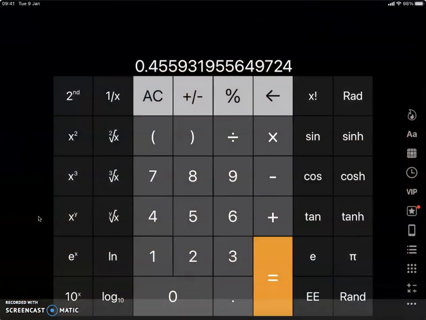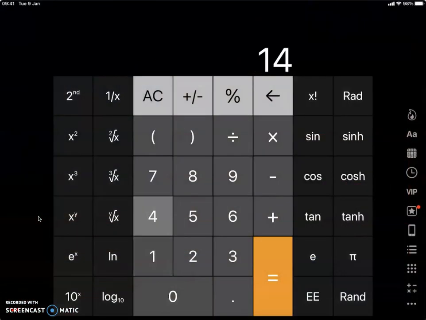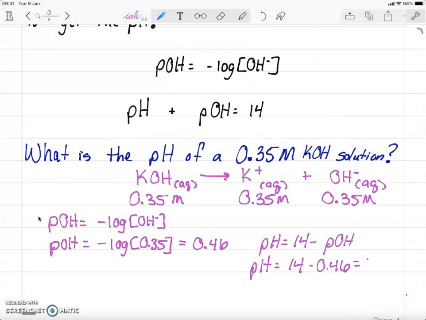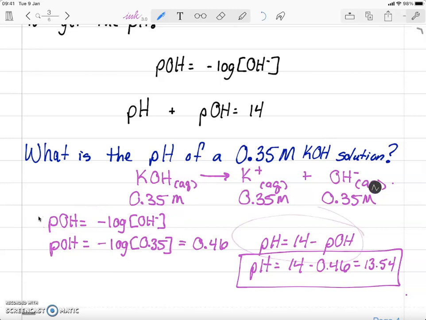I'll do that into the calculator. 13.54 is the pH of the solution. So whenever you need to find the pH of a strong base, it's a little bit of an extra step. Because know that strong bases don't give off H+ ions, they give off OH- ions. So you have to find the pOH, and then once you have that, you can get the pH from the relationship pH plus pOH is equal to 14.